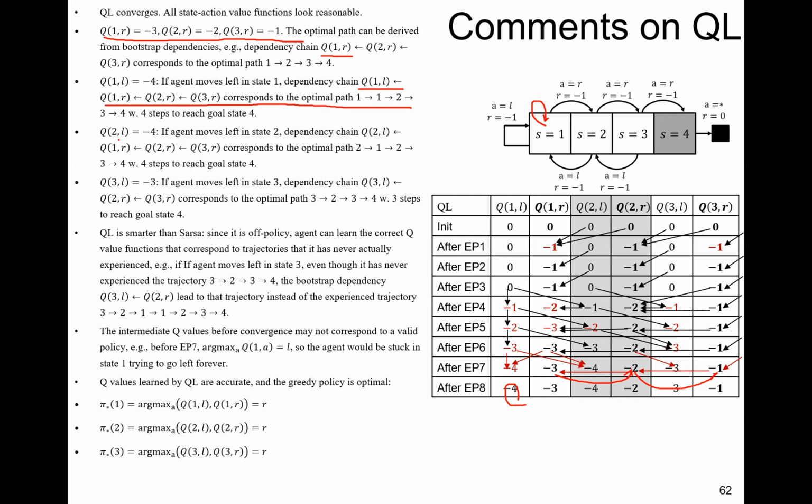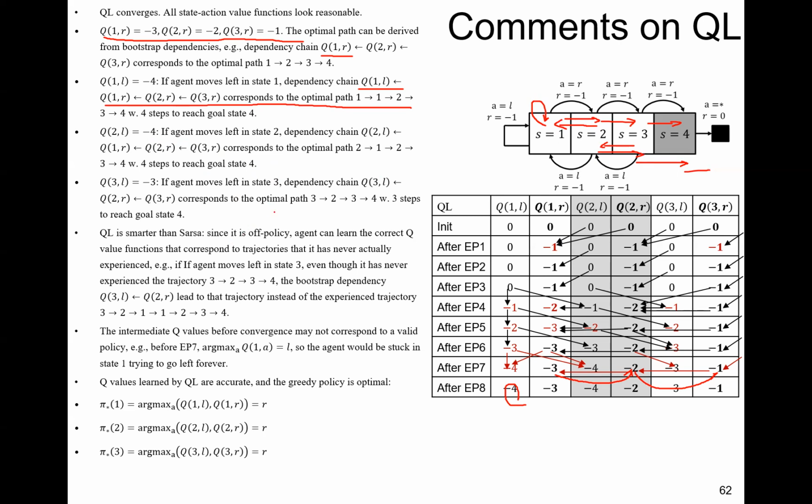And Q2 left is -4. So from Q2 left, you go left 1 step, and then you go right. So that's 4 steps to the terminal state. Q3 left is 3, because you go left, and then right, and then right. So that's 3 steps.